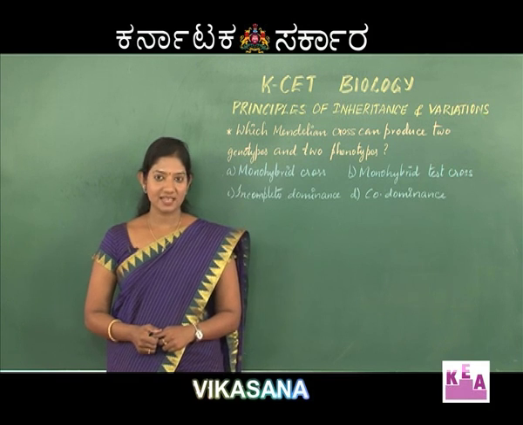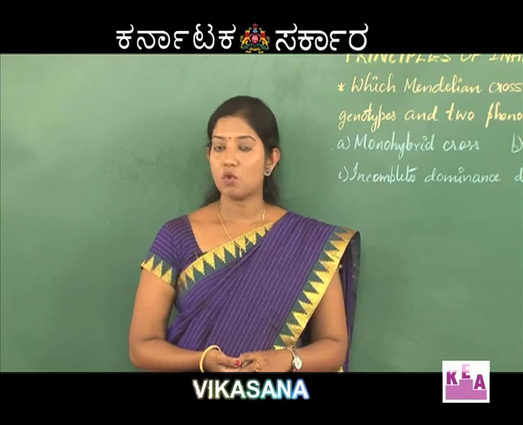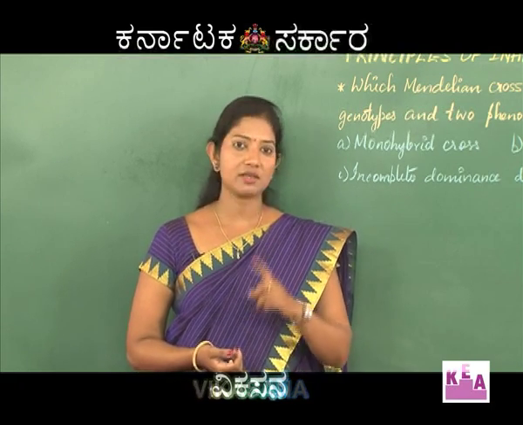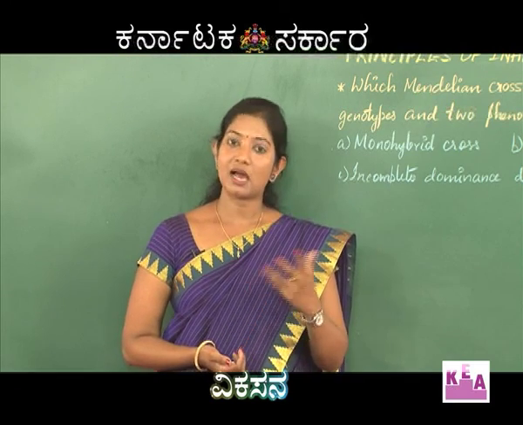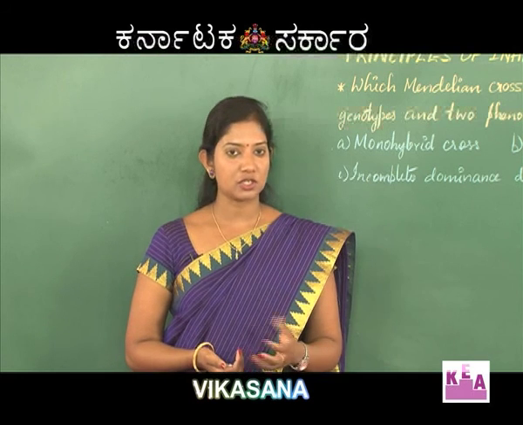Students, let's see the next question. Which Mendelian cross can produce two genotypes and two phenotypes? Genotype is nothing but the genetic constitution, whereas phenotype is nothing but the external features. The first option, monohybrid cross. A monohybrid cross is a cross wherein we take into account just one trait. For example, height, or it may be the shape of the seed, etc.